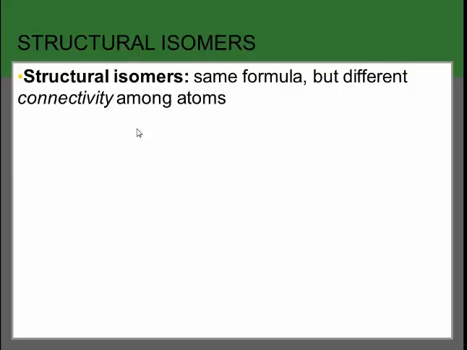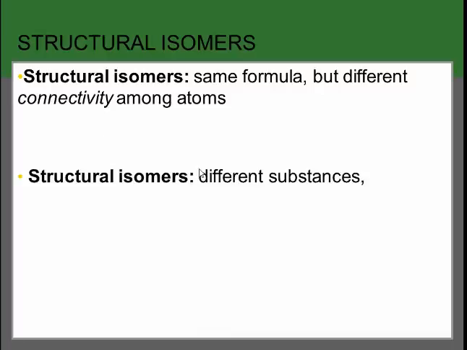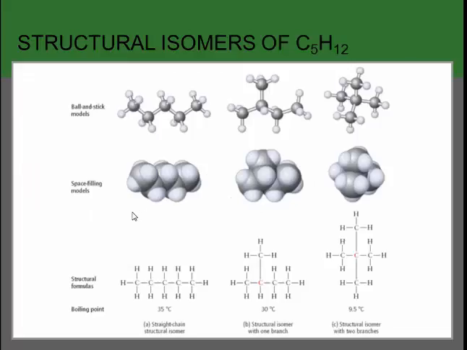Structural isomers now. Structural isomers have the same formula, but they have a different connectivity among the atoms. That means we have to break bonds and reform them in other locations in order to go between 2 different structural isomers. So they are different substances. Whereas a conformation is the same substance, it's just rotated around some single bonds.